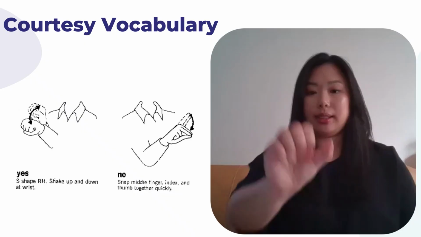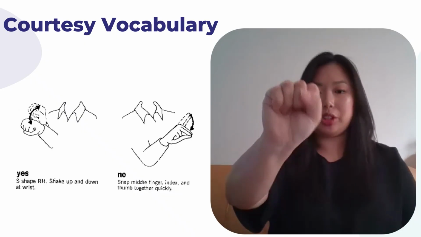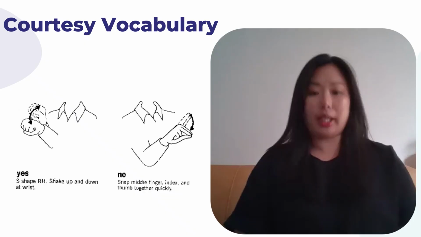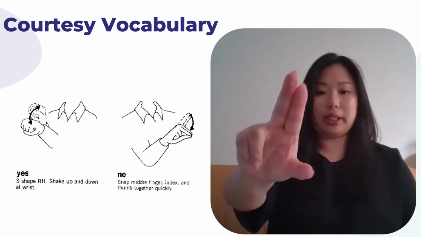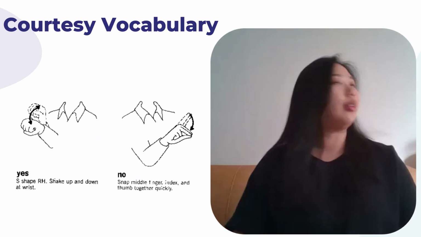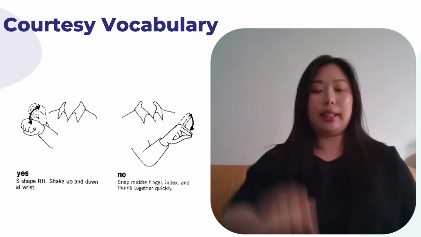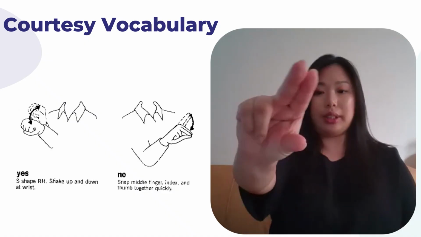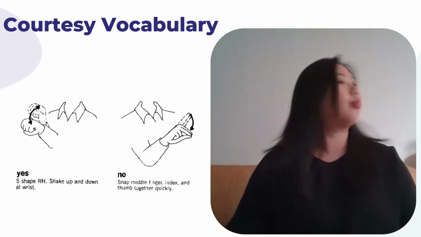Yes, you make an S shape, so the fist, and you shake up and down. Yes, or you can just nod your head, yes. For no, you're gonna snap your middle and index finger on your thumb. No, or shake your head, no. Yes, or yes. No, you snap your fingers together, or shake no.